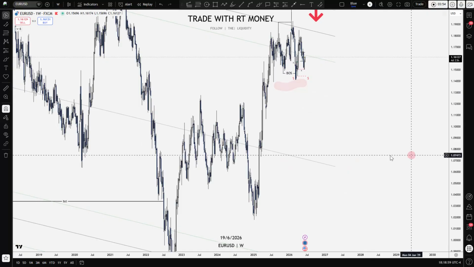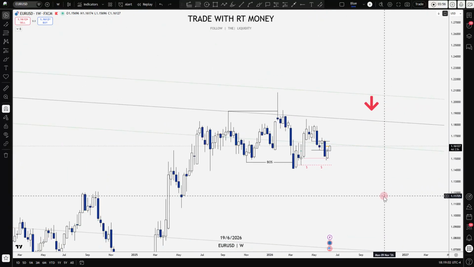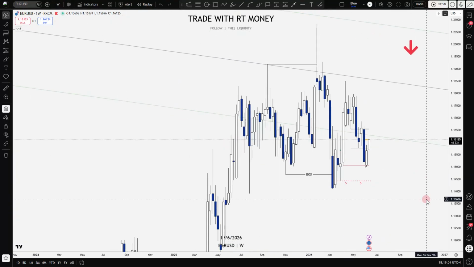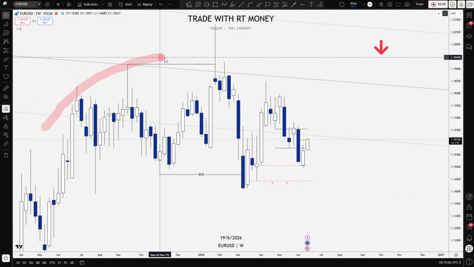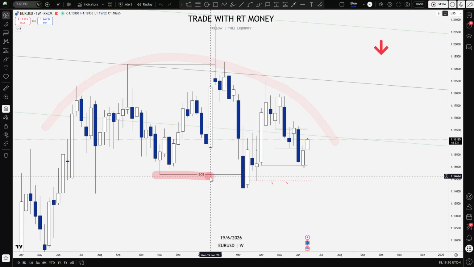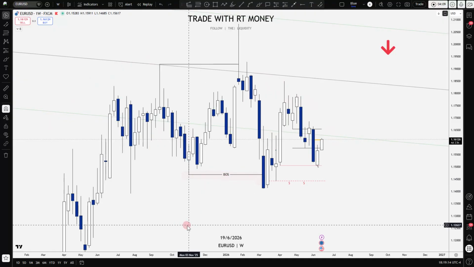It's reasonable to expect that we may be heading towards breaking this low or these lows. That's all I'm saying. Now if we zoom in a little bit, we can see that the market seems to be turning over. Why? Because there is a bearish break of market structure. This is an internal break of market structure, but it's a break of market structure nonetheless.